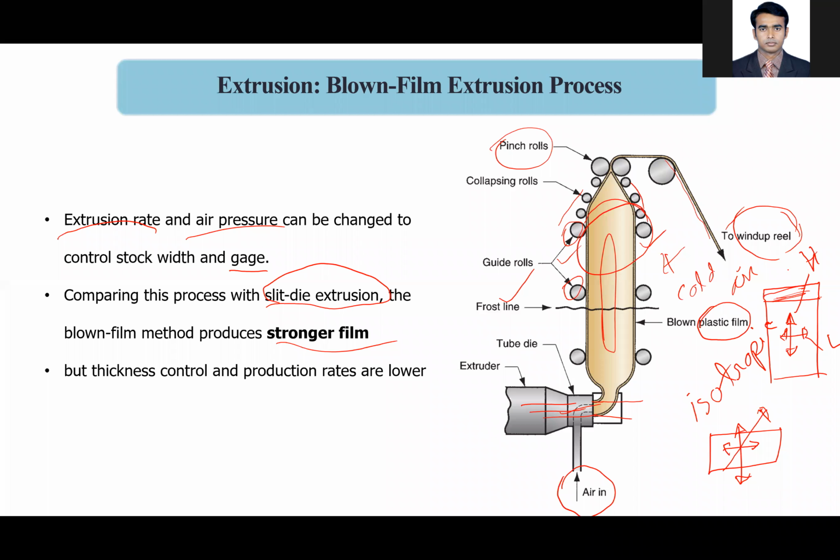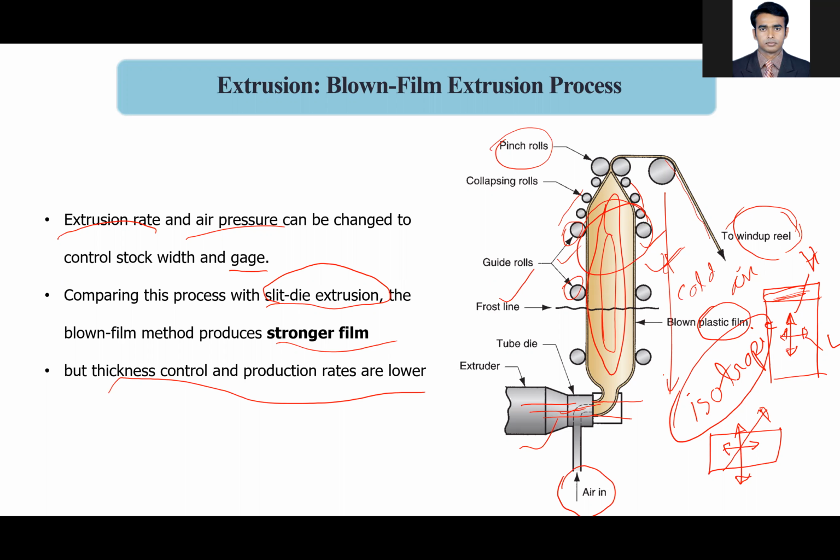So it does not get the isotropic property because of the squeezing in the slit die. But in this case, due to the air pressure, the tube expands uniformly, since the air pressure is uniform all over the area. So the thickness we get from this extrusion process is not much controllable, but the expansion is uniform, and due to that the material gets isotropic property. The thickness control and production rates are lower, but you can enhance them by considering different parameters like extrusion rate, the cooling system, or the length of the system. There are many other things you can consider to increase the production rates.